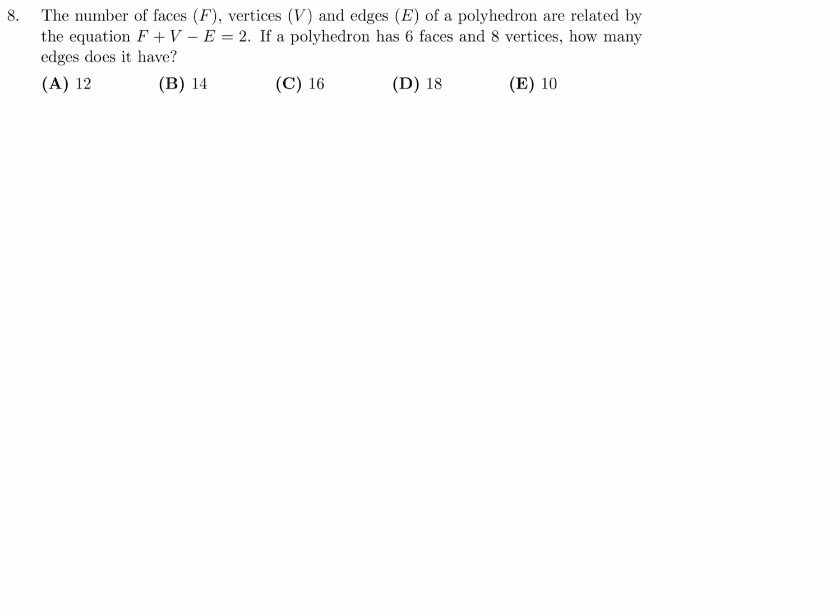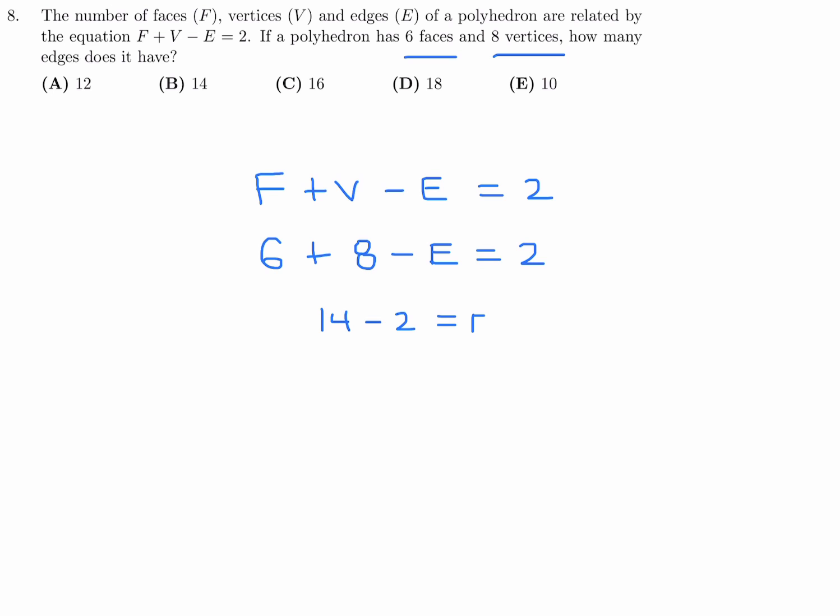The number of faces, vertices, and edges of a polyhedron are related by the equation F plus V minus E is 2. If a polyhedron has 6 faces and 8 vertices, how many edges does it have? F plus V minus E is 2. They tell you 6 faces, so F is 6, and 8 vertices, so V is 8. And then E is what we're trying to figure out. Solving, we get 14 minus 2 is equal to E, and therefore E is equal to 12. So number 8, the answer is A.